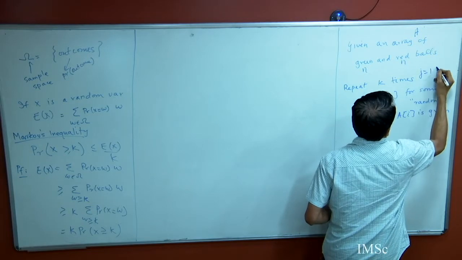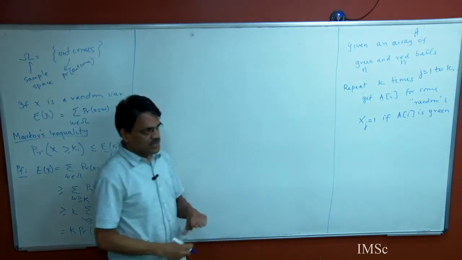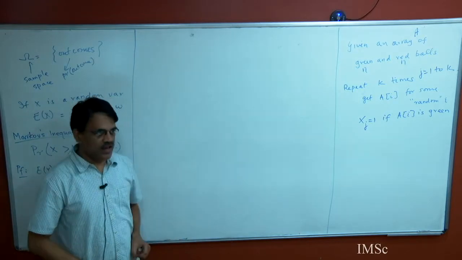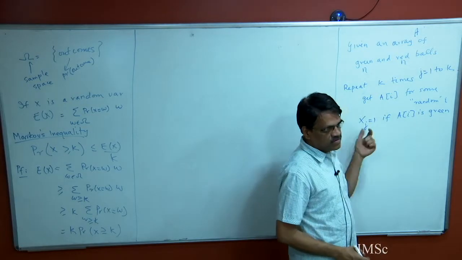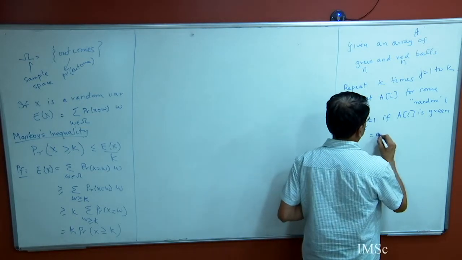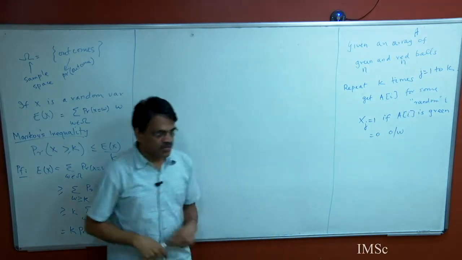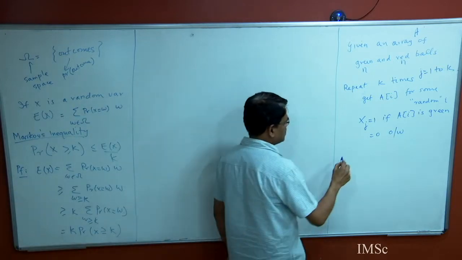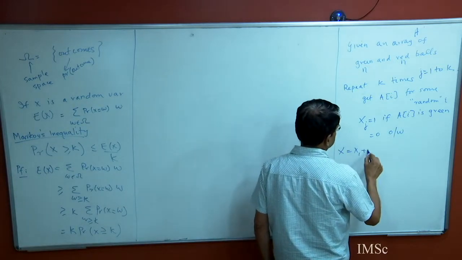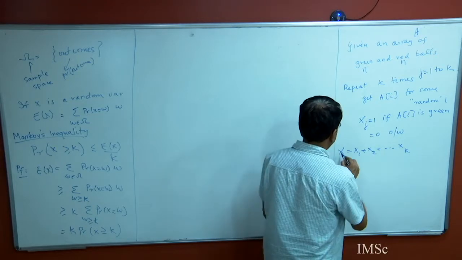For j equal to 1 to k, I pick a random integer and go to that location. If I find that green, then my xj is set to 1. Otherwise, it's 0. And then I go to the next time. I repeat this basically k times. And my random variable x is going to be x1 plus x2 plus up to xk. This is my random variable.